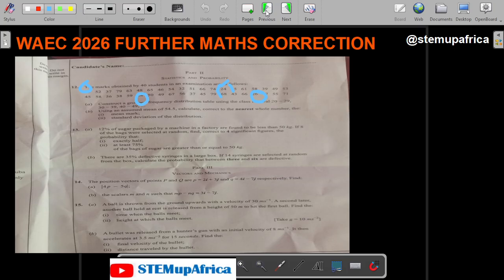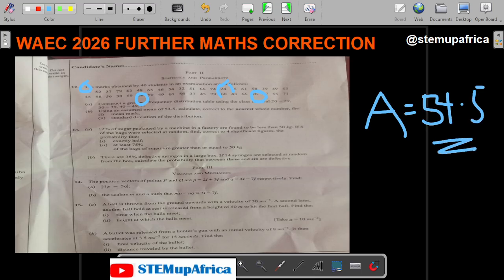Part B: using an assumed mean of 54.5, calculate the mean mark to the nearest whole number. Question 1, the mean mark. They gave us an assumed mean, A, as 54.5. That's our assumed mean, 54.5. So how do we use that to construct our table?